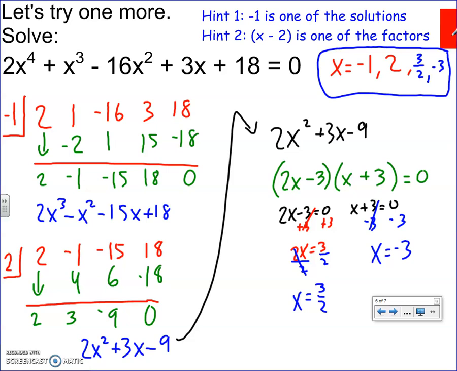They wanted the four factors, which they might in a different problem. We know the four factors are x plus 1, x minus 2, and then the thing we factored before, 2x minus 3, and x plus 3. So sometimes they want the answers, sometimes they want the factors. Make sure you know the difference. So I'll write factors.